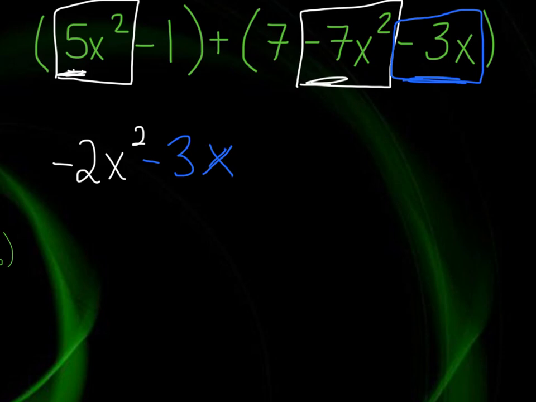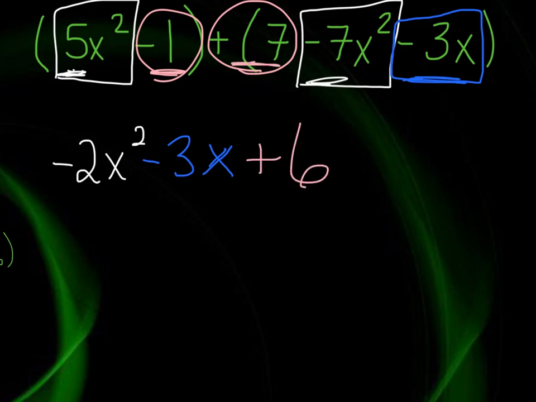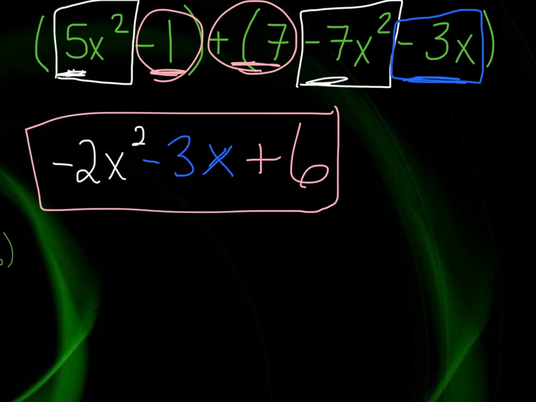Finally, we're going to look at our constants. We've got minus 1 and plus 7. So think of this as negative 1 plus 7, which is 6, positive 6. So we're going to be adding 6. So that is our simplified polynomial there.